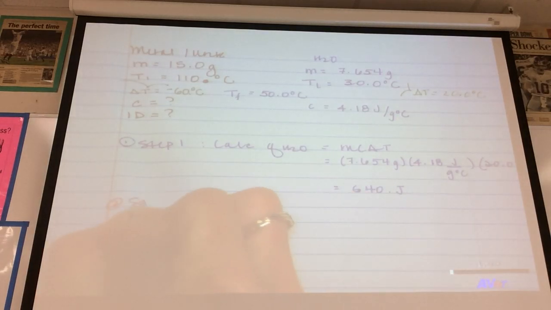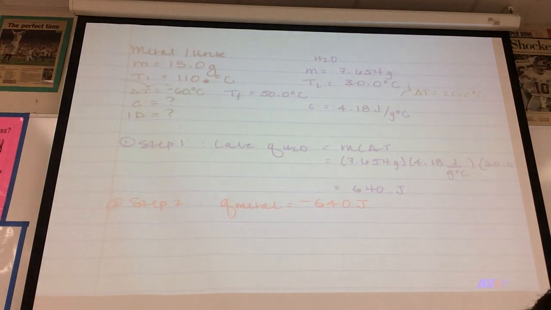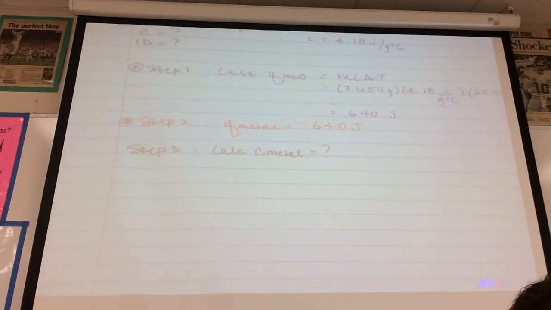So if that's the Q of water, in step 2, the Q of the metal is equal to negative Q of the water. And then in step 3, we want to calculate the specific heat, lowercase c, of the metal. Do you think you can try it from there? Yes? Yep. All right. Try and pick it up from there.